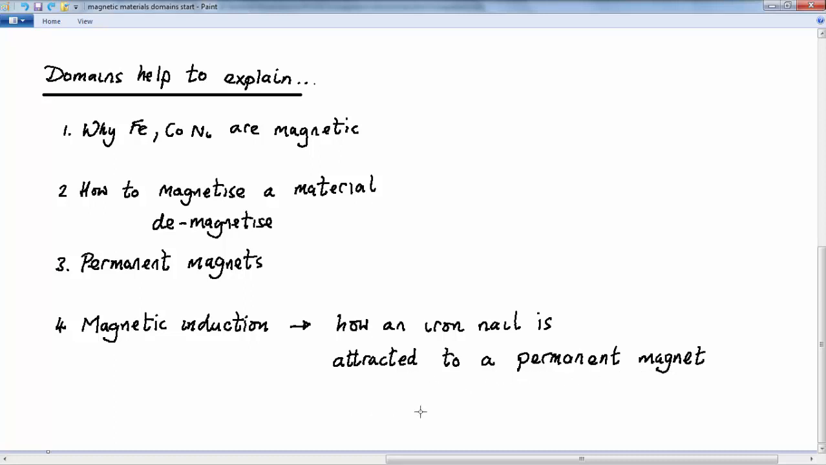To really explain all of these phenomena, we will be using the concept of magnetic domains. So magnetic domains are really important.